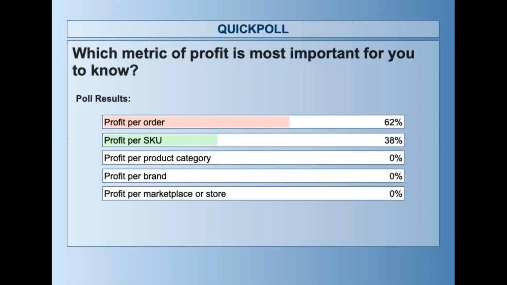62% of people are looking at a profit per order, and 38% are looking at profit per SKU. Those are actually great results and ones that were right in line with what our expectations are. So thank you for that.